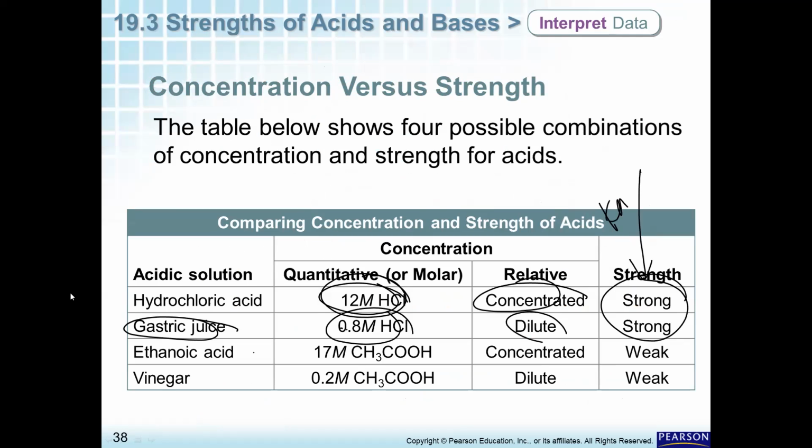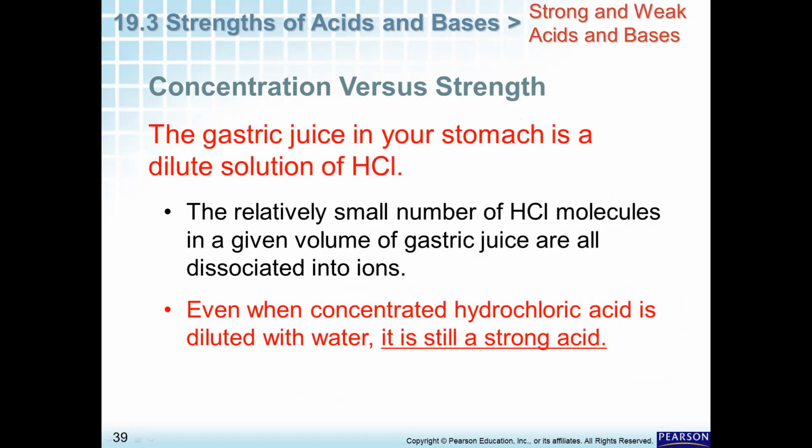So vinegar, ethanoic acid, at 17 molar concentrated, is still weak. Even at 0.2 molar it is still weak. So weak and strong has to do with the type of acid, and the concentration has to do with how many moles we have per liter. So there's a difference between being concentrated and dilute and being strong and weak, and that is worth explaining.